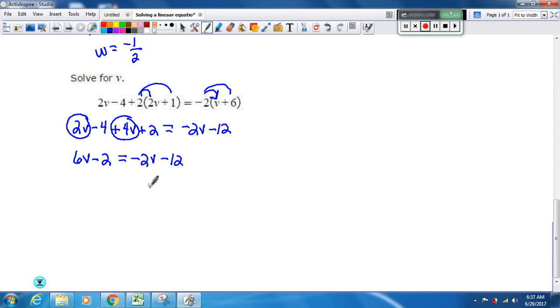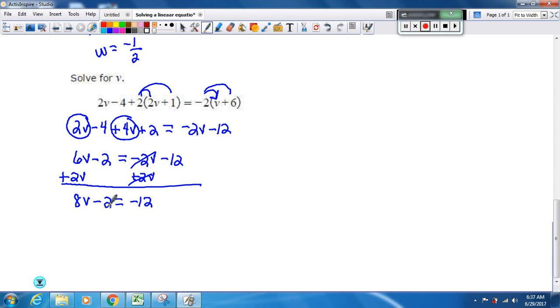Now I have to get my v's together. I'm going to move the negative 2 because it's smaller. The opposite of negative 2v is positive 2v. So I'm going to add 2v to both sides. So 6v plus 2v is 8v. Bring down the negative 2 equals, opposites cancel. Bring down the negative 12.